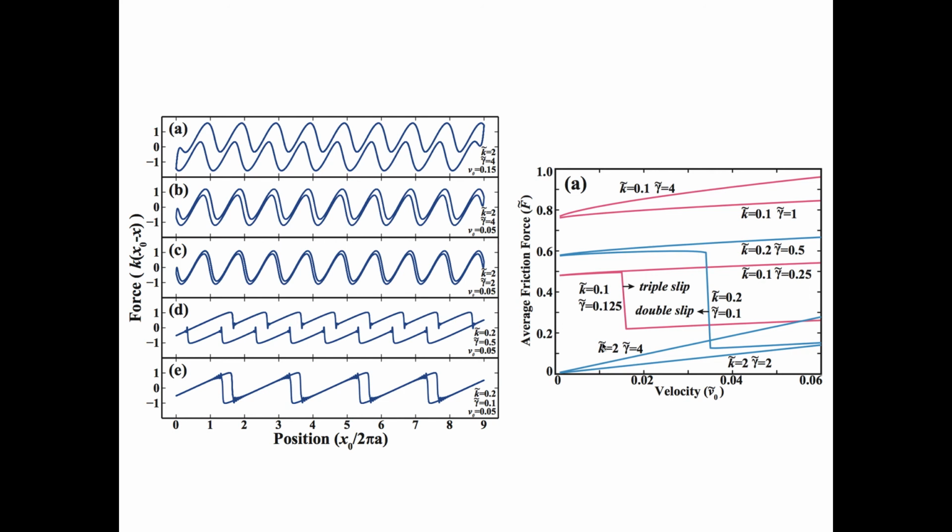And let's see the k's. If k is above 1, then the spring is stronger. So you can see that the average friction force is linearly dependent on velocity. But if you are below k equals 1, do you understand my point, everyone? Then even though you go to zero velocity, you go to finite friction, right? And these ones correspond to triple slips and double slips. Suddenly the friction drops.